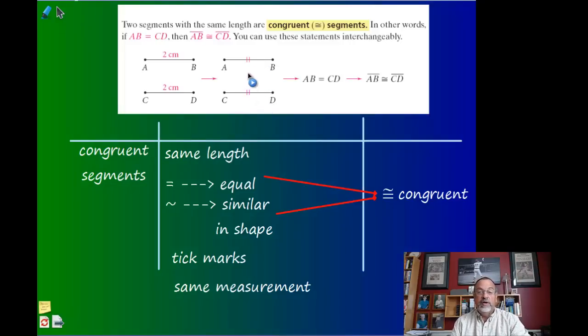When we're looking at diagrams later on where we have multiple segments, some lines will have 1 tick mark, others will have 2, others may even have 3. So only the ones with the same number of tick marks are congruent.